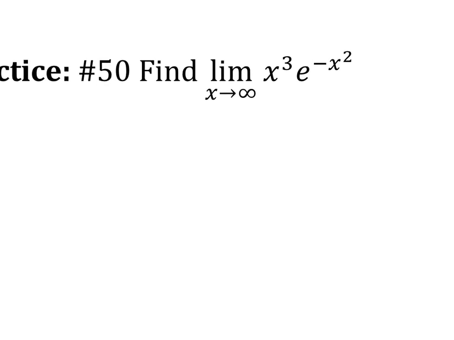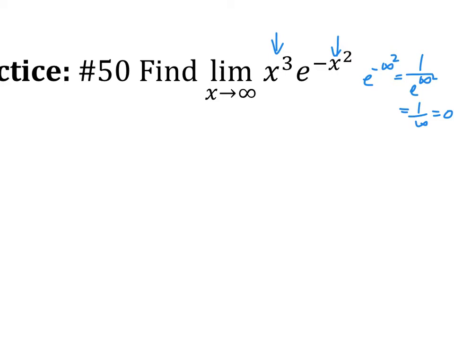Okay, let's look at this example. When x is going to infinity, this function is going to infinity. This function, well, that's going to be e to the negative infinity squared, which is 1 over e to the infinity squared. That is 1 over infinity, which is going to be 0. So we have a case of infinity times 0 again.